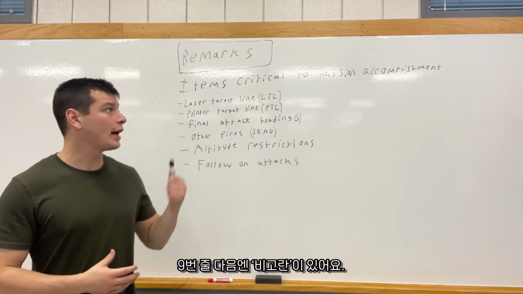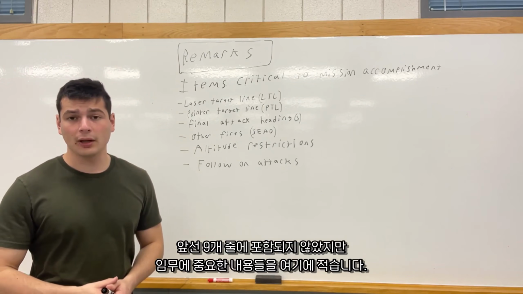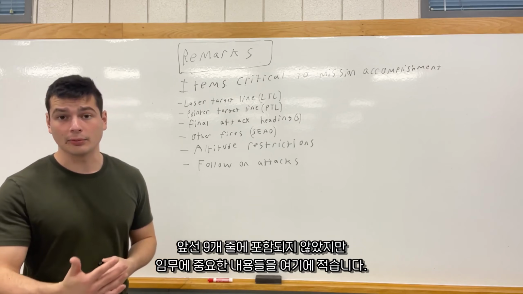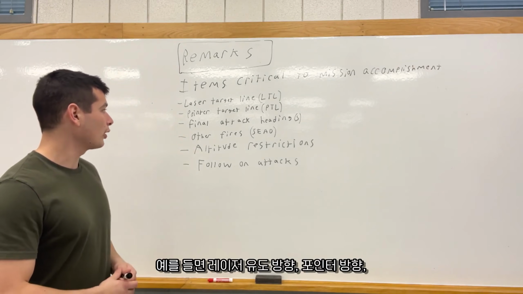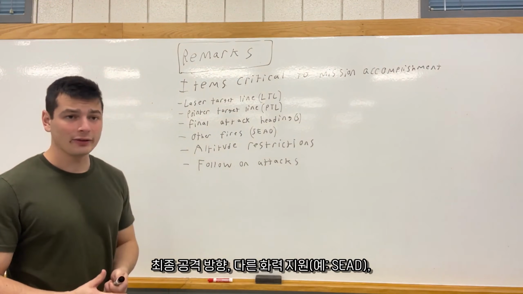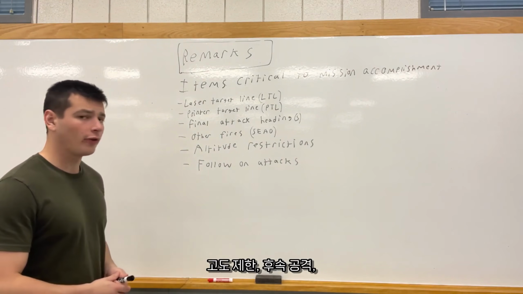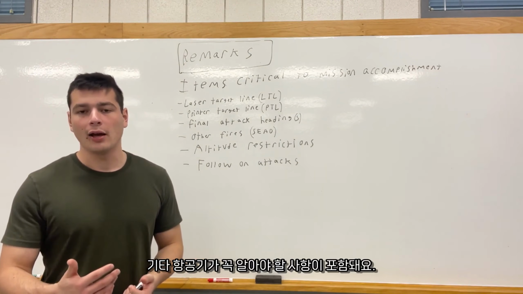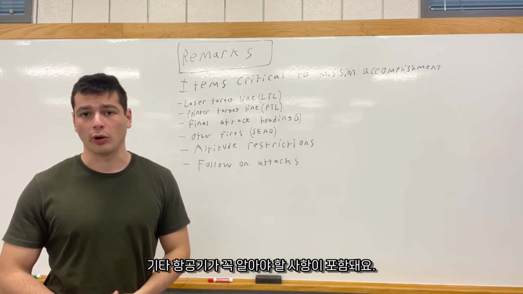After line 9, we have our remarks. These are items critical to mission accomplishment that we have not covered thus far in the 9 lines leading up to this point. So some examples include laser target line, pointer target line, final attack heading or headings, other fires if it's a SEAD mission, altitude restrictions, follow-on attacks, or really anything else that you think the aircraft should be aware of that you haven't told them up to this point. The remarks section is where you would tell them.